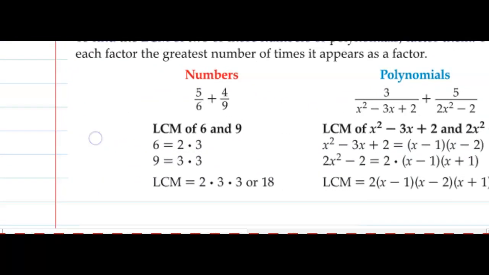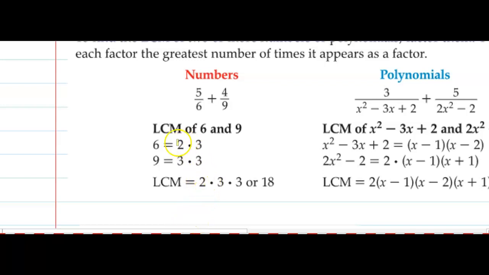Well, let's think back to how we find a least common multiple. Notice in our first example here, when we're talking about just numbers, just fractions, we can't add 5/6 and 4/9 unless we give them a common denominator. The common denominator happens to be the least common multiple of 6 and 9. How do we find this? Well, we break them down into their little pieces, and then we make sure that the least common multiple has each factor the greatest number of times it appears.